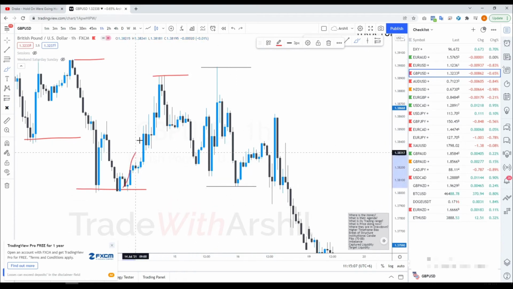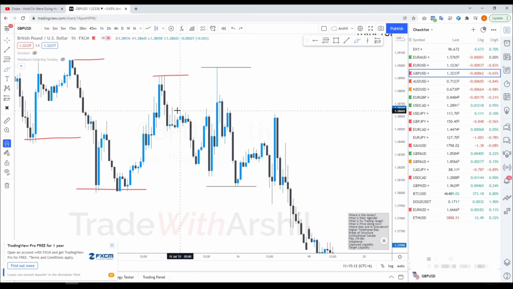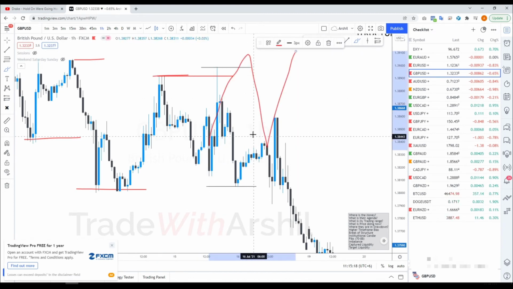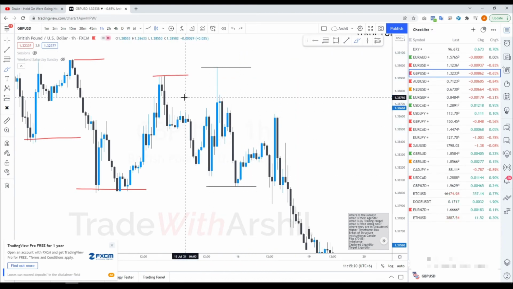But what happened here is, if you are looking at the structure like this from the wicks, you see this as a market break of structure. So you would see this as a break of structure, and probably you would want to take a buy after it. But what exactly is happening here is that only a liquidity was captured, which is this one. This was a liquidity, right? And this liquidity was captured.